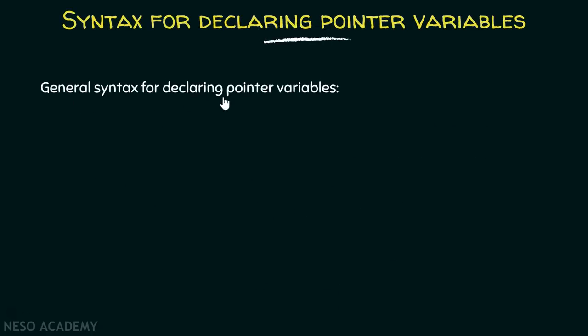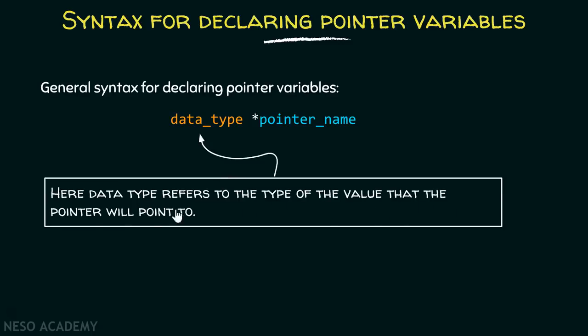The general syntax for declaring a pointer variable is as follows. We first have to specify the data type, then the star, and then the name of the pointer. Here the data type refers to the type of the value that the pointer will point to. Please remember that a pointer variable does not have its own data type, because it always contains the address of some other object, right? As it always points to some other object, therefore the data type of that object we have to mention over here, okay?